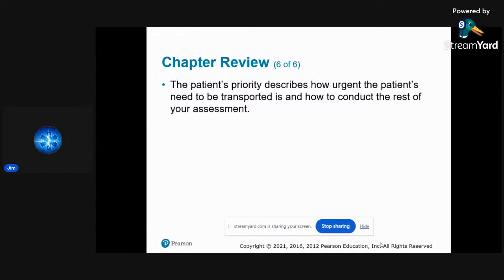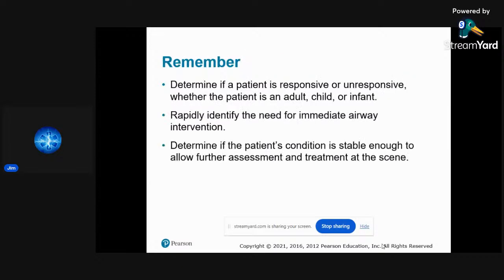Patient priority describes how urgent the patient needs to be transported and how to conduct the rest of your assessment. So if they're an unstable patient, we're going to classify them as load and go, and we're going to do our other assessments and our treatment en route usually. Now, if they are a stable patient, we have time to assess them. We may do some treatment on scene before we get them loaded and go to the hospital.